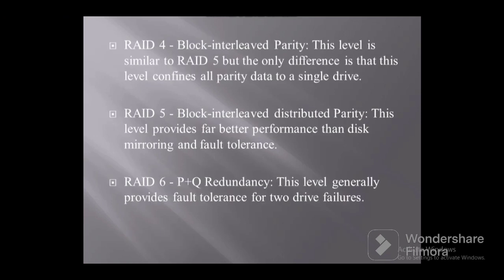RAID 4 is block-interleaved parity, with a single parity disk, meaning a collection of disks and one more disk called the parity disk. In RAID 5 there is distributed parity. In RAID 3 and 4 there is a separate parity disk, but in RAID 5 the parity bits are distributed across all the disks. There is no separate parity disk. RAID 6 is also like that, and it follows P plus Q redundancy.